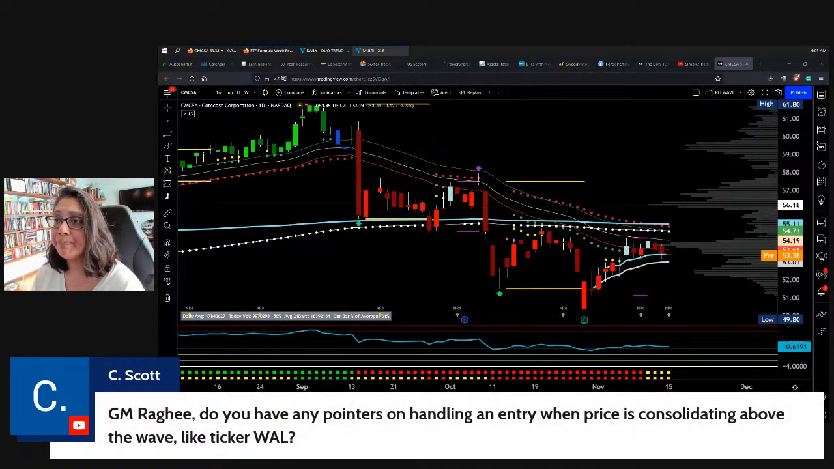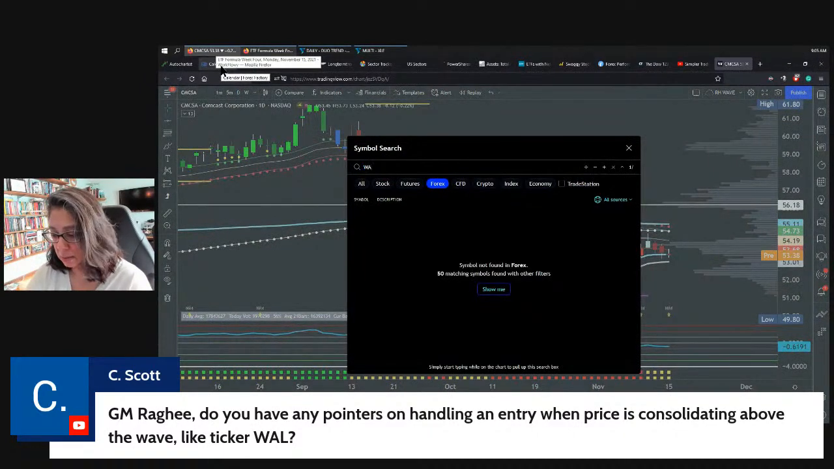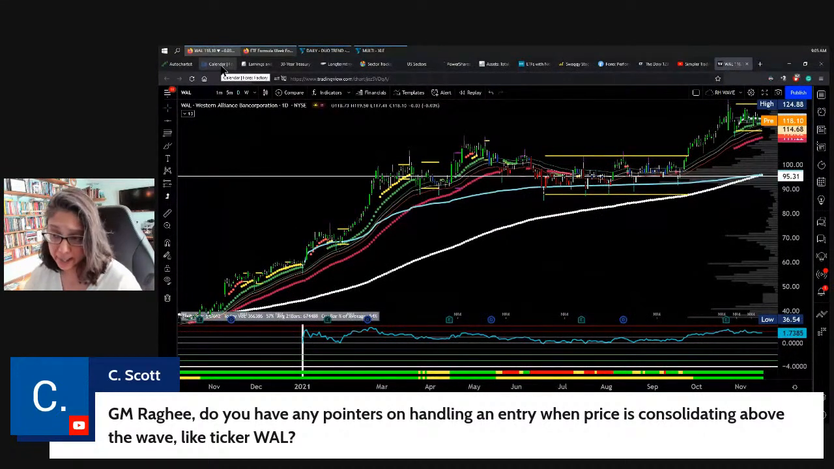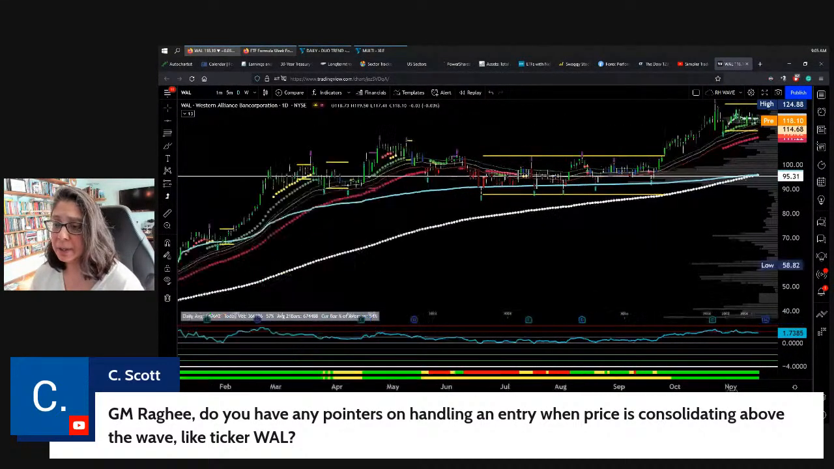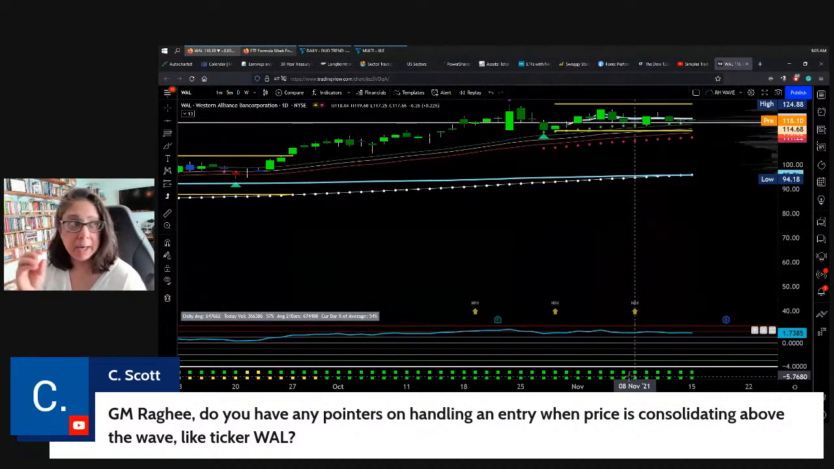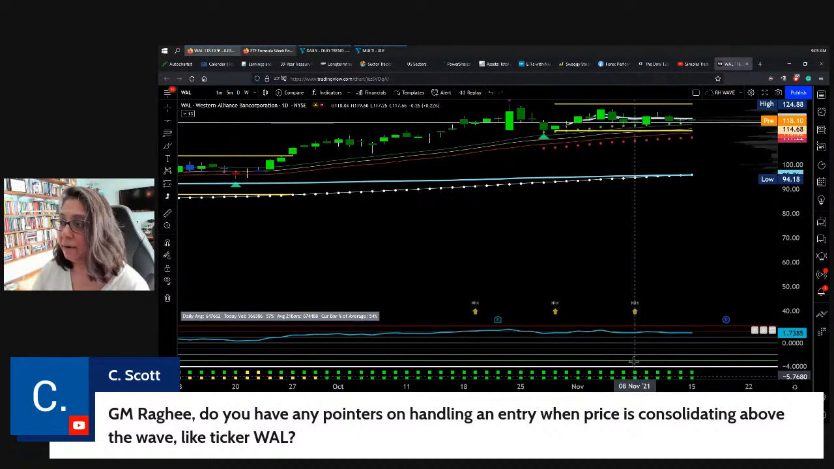Okay, next up, C. Scott. Good morning. Do I have any pointers on handling an entry when price is consolidating above the wave? Sure. So in general, let's talk about consolidating. Consolidation can come in a couple forms. One's going to be price movement range. What's the daily price movement range? And are we inside of that? That's a true volatility price compression. So that's the range itself of price itself.